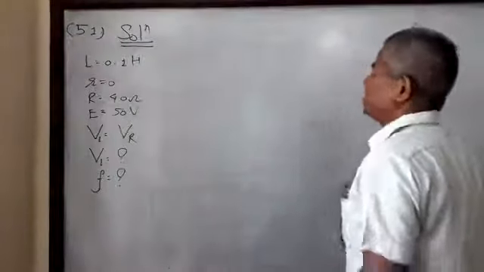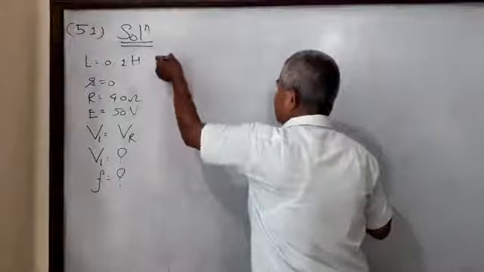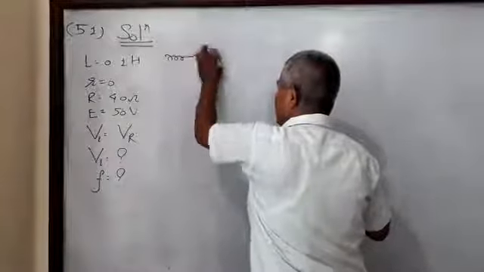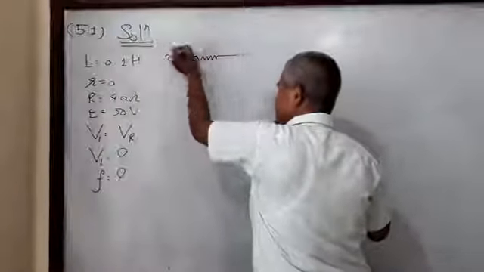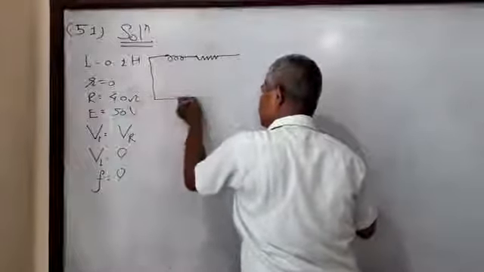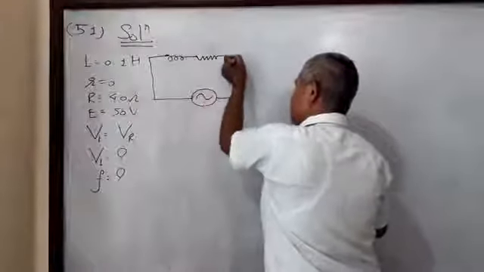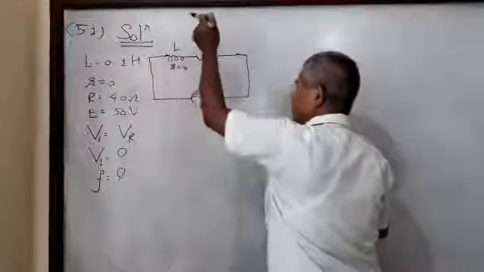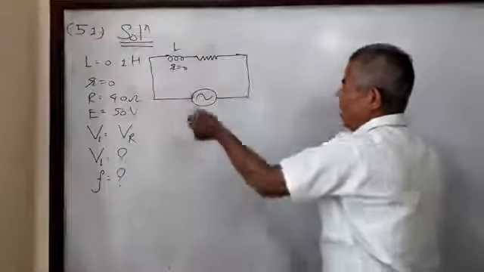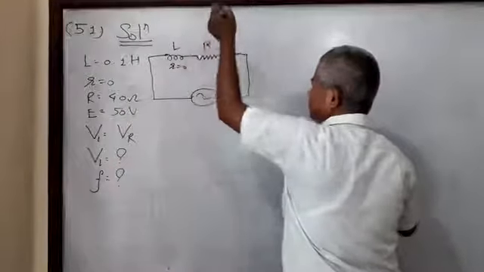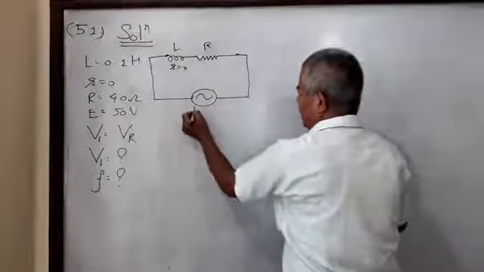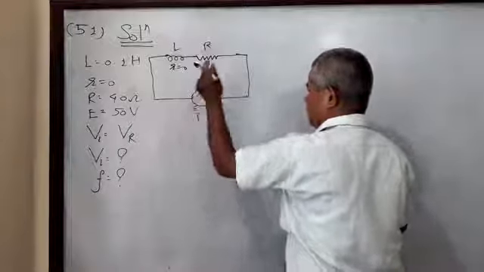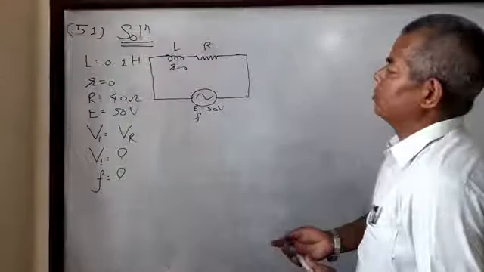The circuit is like this: inductor and resistor, an inductor and resistor circuit. This is the circuit diagram of this question. This is a pure inductor, only L, but r is equal to 0. Negligible means r is equal to 0. And R has value 40 ohm. The EMF E has value 50 volt, and the frequency is not given to us.